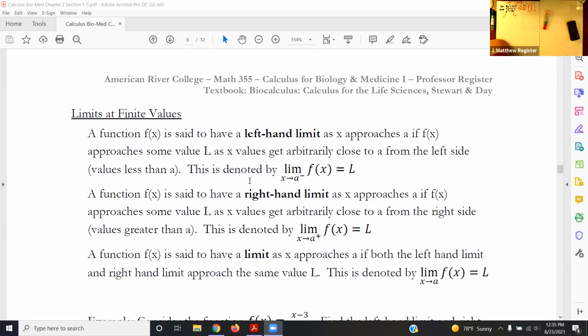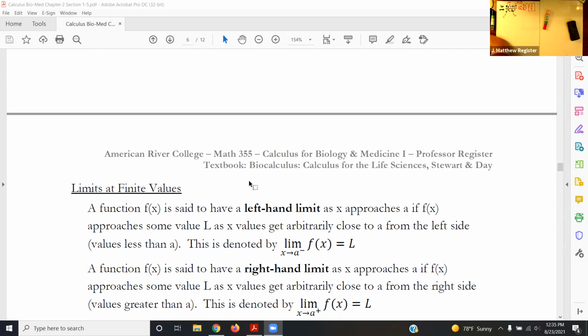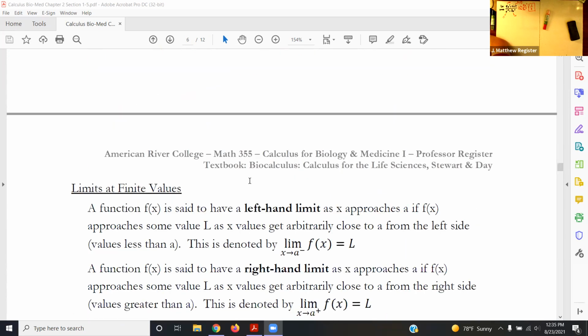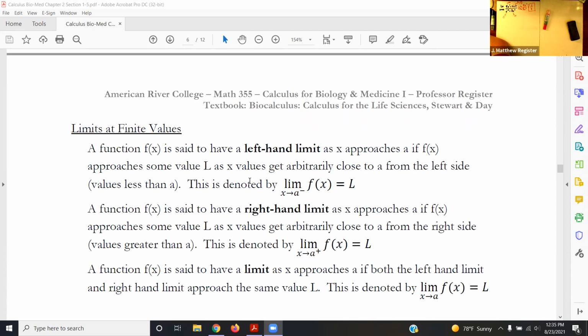We also have limits at finite values. And so far we've been focusing on limits at infinity. But when we think back to the first problem we did, it was a limit at a finite value. It was a limit at a single number, rather than looking for the long-term behavior. When we think of limits at finite values, really we want to think about left-hand limits and right-hand limits.